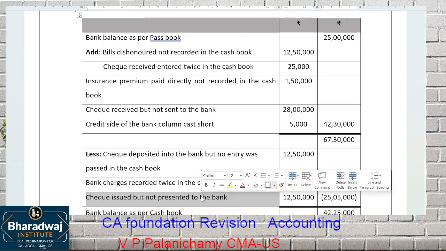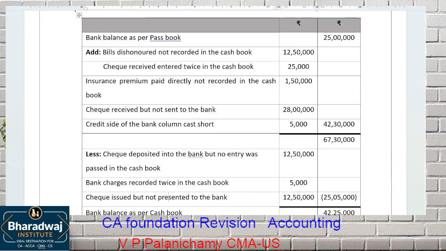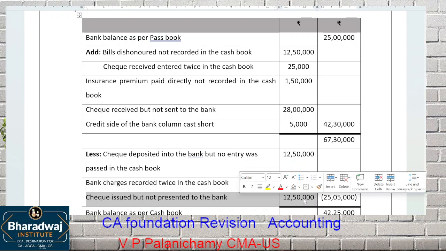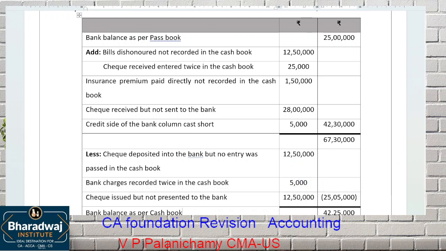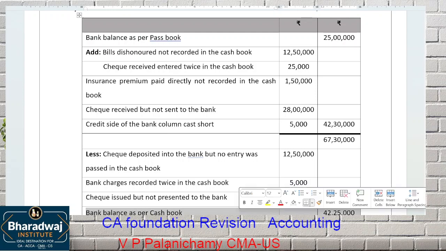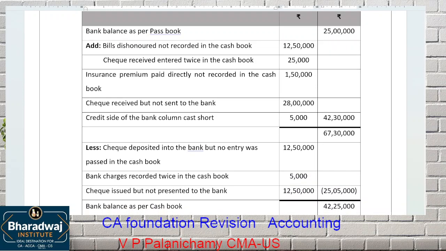Adjust according to the customer. Checks issued but not presented for payment. When the check is issued, the customer would have deducted. Let us also deduct it. You will get balance as per which one? Cash book.